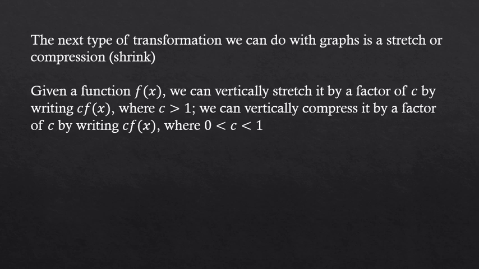So given a function f of x, we can vertically stretch it by a factor of c by writing c times f of x, where c is greater than 1. We can vertically compress it by a factor of c by writing c times f of x, where c is between 0 and 1. So a vertical compression or stretch, you're taking your function, the entire function, and you're multiplying it by a c value.